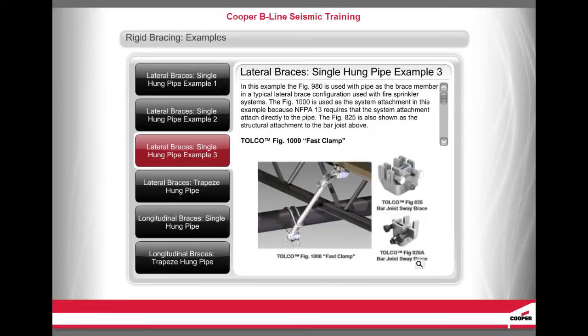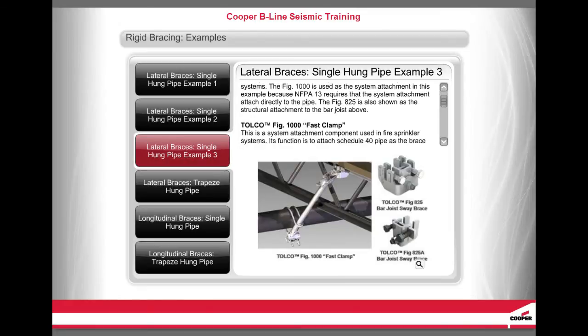In this example, the Figure 980 is used with pipe as the brace member in a typical lateral brace configuration, used with fire sprinkler systems. The Figure 1000 is used as the system attachment in this example because NFPA 13 requires that the system attachment attach directly to the pipe. The Figure 825 is also shown as the structural attachment to the bar joist above.